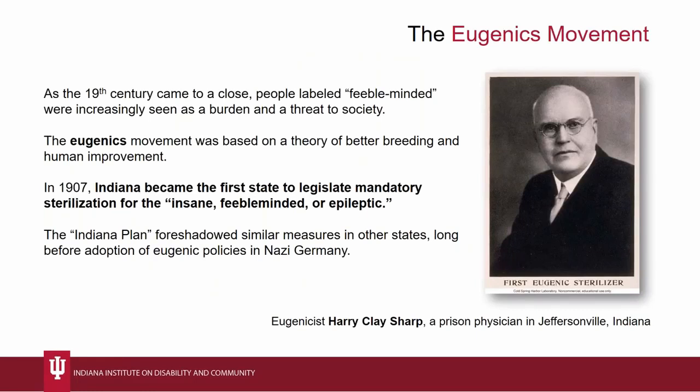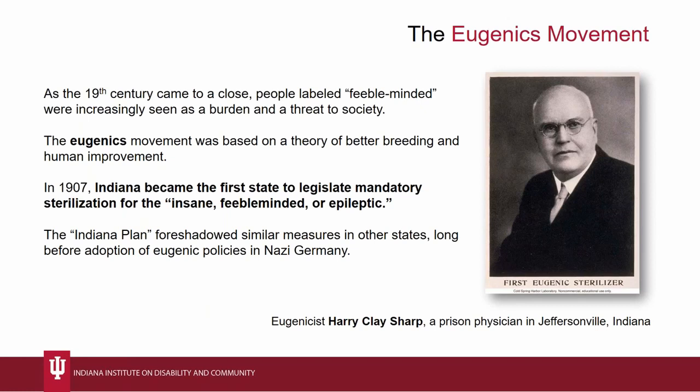The view of people with disabilities in that first state constitution was a little more positive than what evolved at the end of the 19th century. People labeled as feeble-minded were increasingly seen as a burden and a threat to society. The eugenics movement was based on a theory of better breeding and human improvement. It was thought to be grounded in science. That science has been discredited. Eugenic ideas were adopted by Hoosier politicians, educators, and reformers, so the ideas were pretty mainstream. They were actually seen as being progressive.